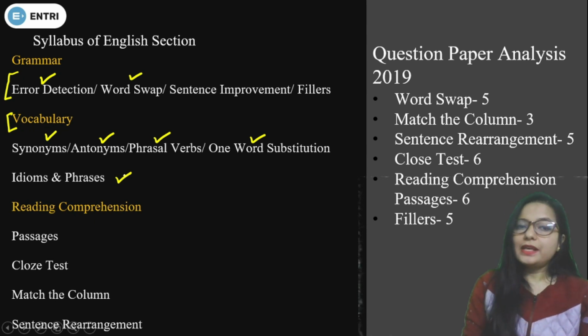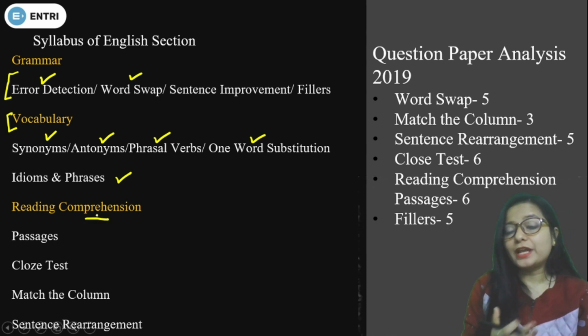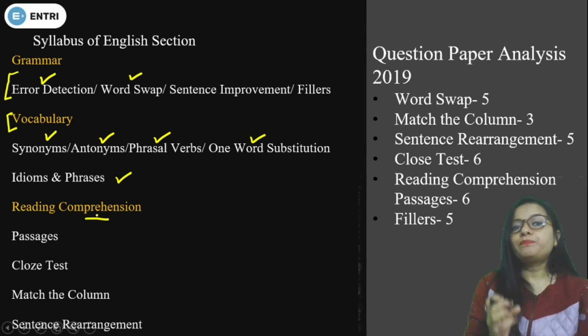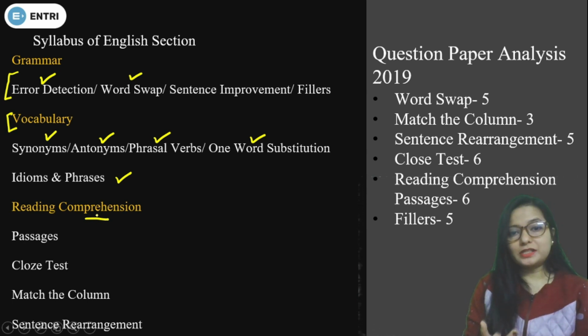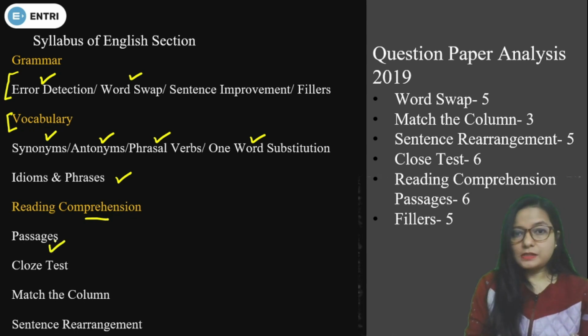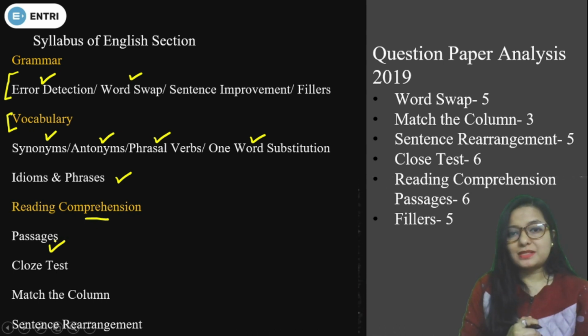The next thing is reading comprehension. When we say reading comprehension, it means the sections or questions which will test your reading skills or your understanding of the language. How much do you understand that language? That will be tested by these sections. First of all, you will see passages. You can also call them reading comprehension passages.